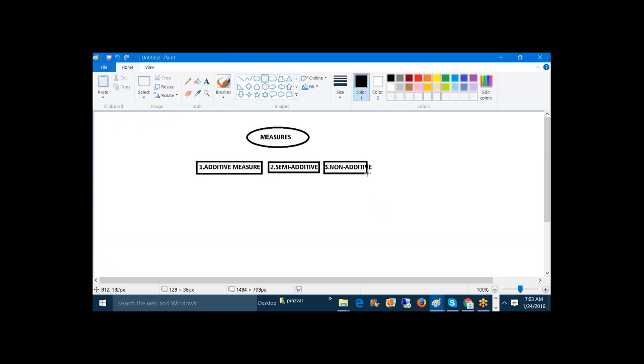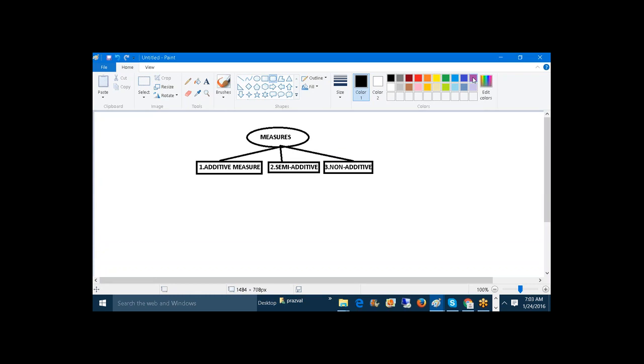So what is an additive measure? If the measure is supporting all the aggregations, meaning sum, min, max, and most importantly, if after applying the aggregations it is giving us meaningful outputs with all the dimensions available, then such a kind of measure is known as an additive measure.